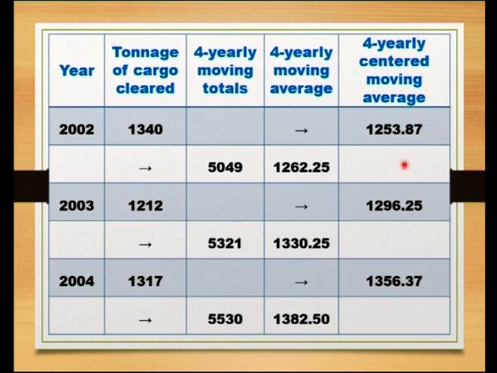Okay. Similarly, the values are calculated. It is centered, these 2 divided by 2 is centered. Centered in the sense that there must be a year corresponding to that particular trend value. So, these are the 4 yearly centered moving averages.